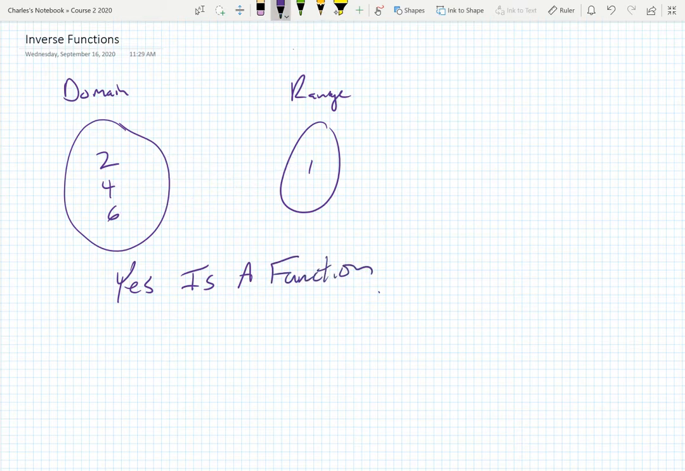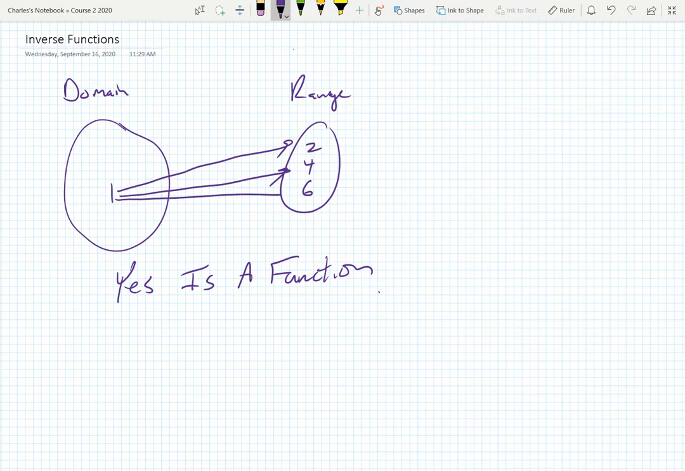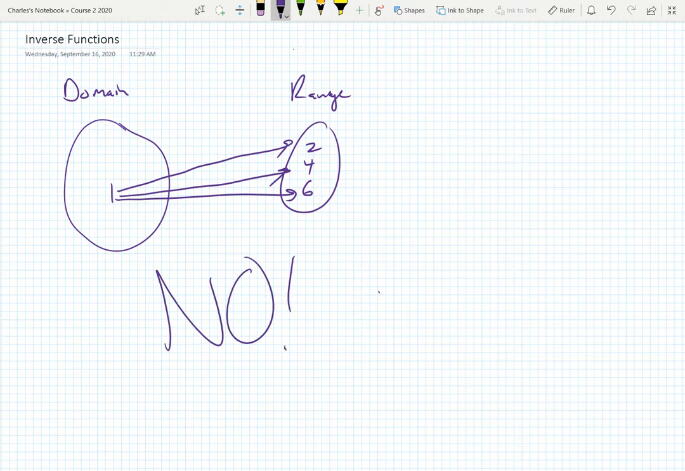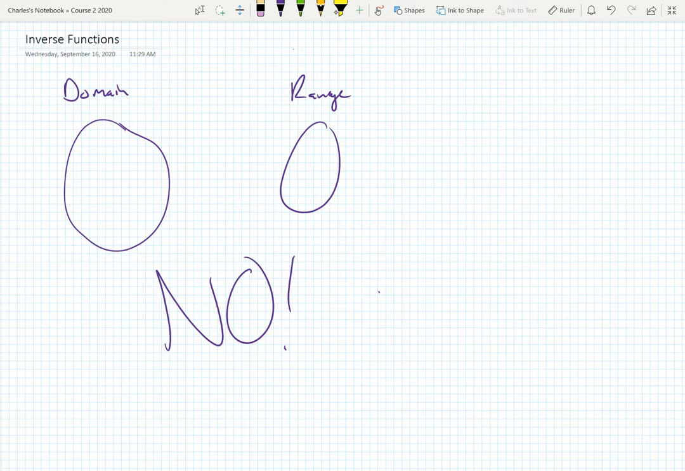What we wouldn't be allowed to have would be if I switch these, like if an inverse function is flipping the domain and the range. If I switch these and I had one input going to multiple outputs, now this is not a function. Okay, so we have to keep those clear in our head. And the purpose of this video is to talk about the inverse functions.